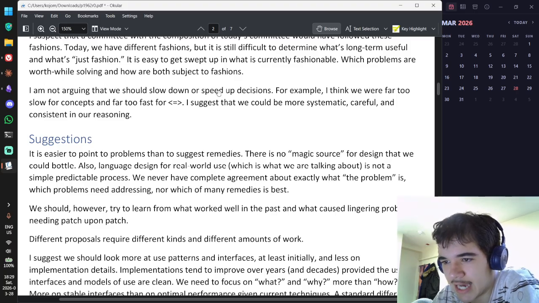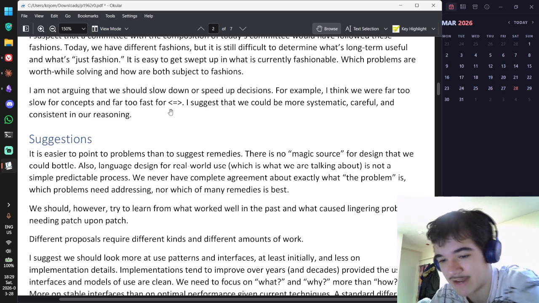I'm not arguing that we should slow down or speed up decisions. For example, I think we were far too slow for concepts and far too fast for this operator, which I've never.